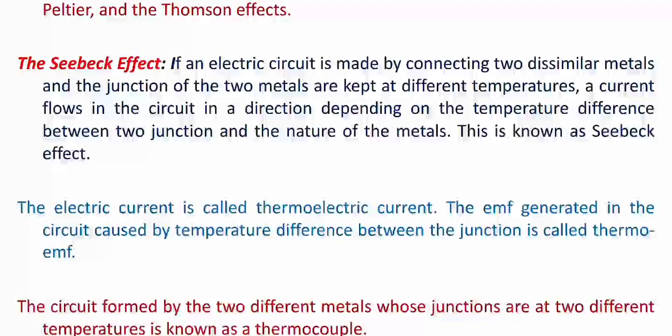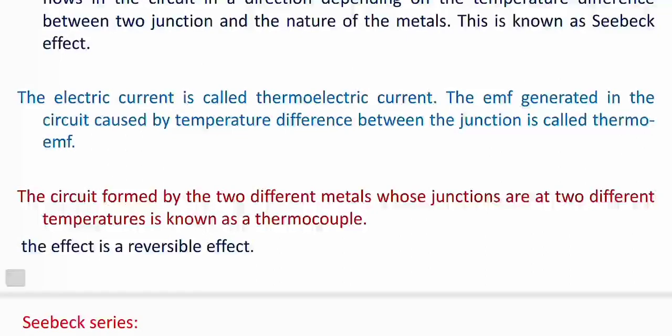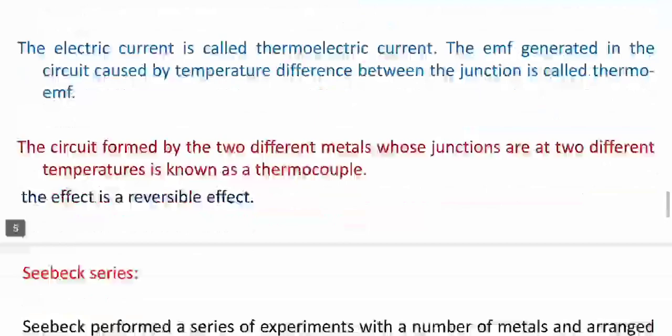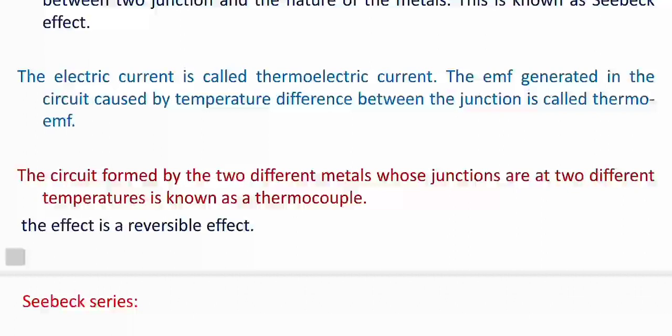The electric current in the circuit is called the thermoelectric current, and the EMF generated in the circuit is called the thermo EMF. You must remember that a circuit formed by two different metals whose junctions are at two different temperatures is known as a thermocouple. From the Seebeck effect, first of all, thermal energy is converted to electrical energy.